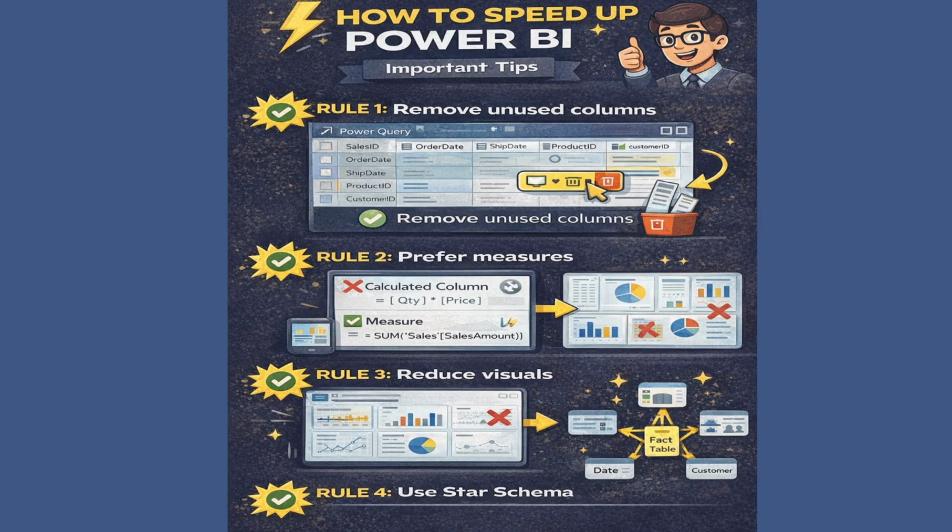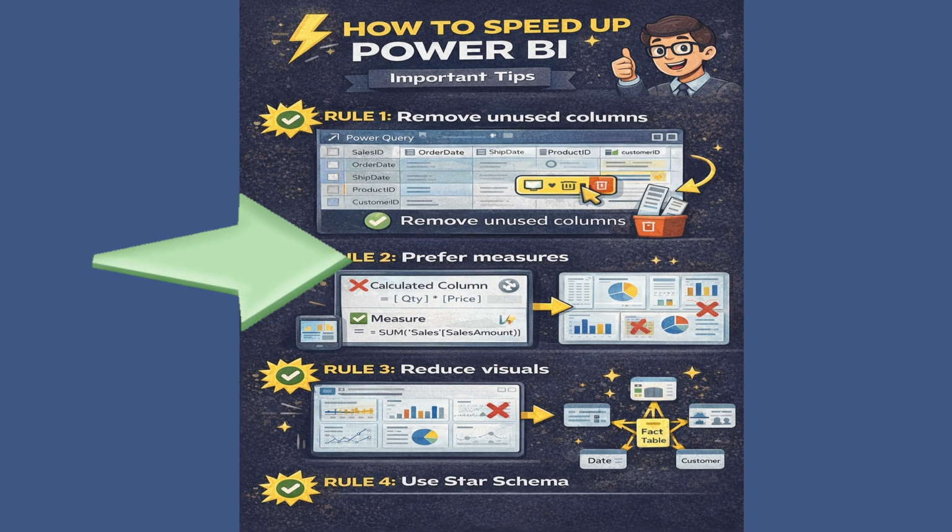To improve performance, I follow these simple rules. Rule 1: Remove unused columns. First, I remove columns that I don't use in my report. Do this in Power Query, because fewer columns means less memory usage. Rule 2: Prefer measures. Second, I always use measures instead of calculated columns. Measures are faster and don't increase model size.